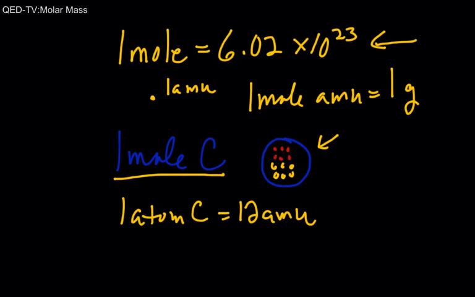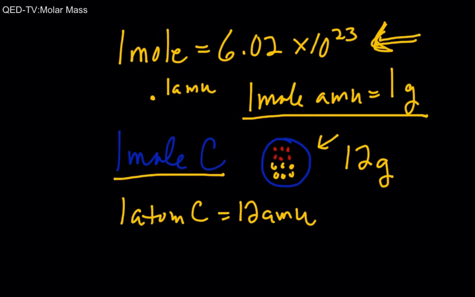And each particle weighs 1 AMU, which means I would have 12 moles of AMUs. Well, if 1 mole of AMU is 1 gram, 12 moles of AMU would be how many grams? You guessed it, 12 grams. So this number actually makes life very easy for us.